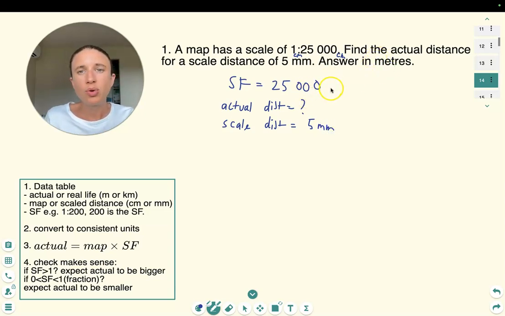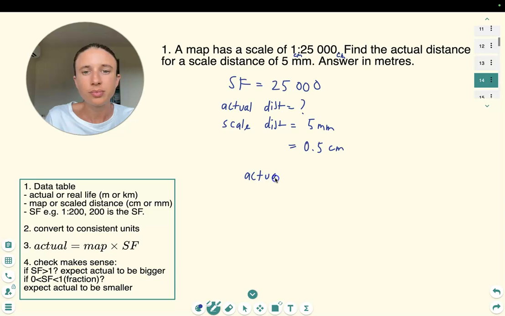So what I want to make sure that I do is convert my units to what is needed. Convert to consistent units. I've said that this is centimeters on either side. So I'm going to change this scale distance into centimeters. What's 5 millimeters as centimeters? Well, 0.5 centimeters. Then you're using this formula.